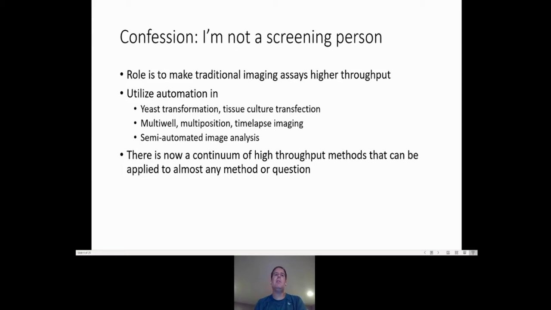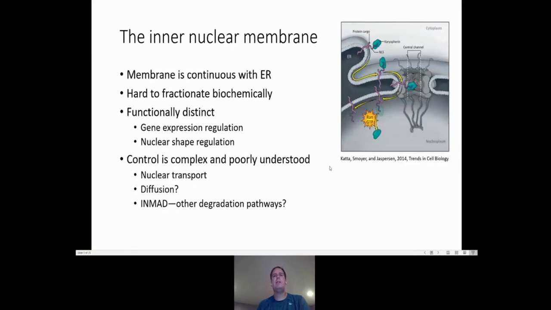And the bottom line that I want to communicate is that screening is no longer one specific thing. There's now a continuum of high throughput methodologies that can be applied to almost any method or question. And so that's our goal at the Stowers Institute, to try to figure out a way to facilitate higher throughput investigations of basic science. And so today I'm going to talk to you about the inner nuclear membrane.